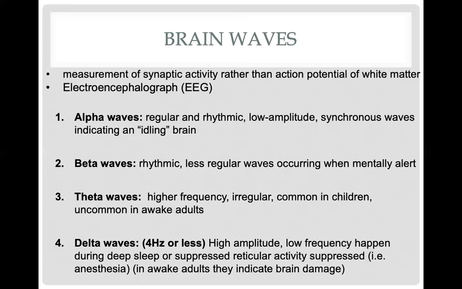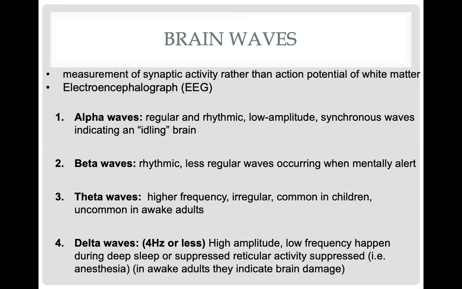Beta waves, on the other hand, are identified when your brain is alert, aware, understanding what's going on around you, and recognizing and interacting with the environment actively. The rhythm of beta waves is less regular because, again, you're effectively using your brain, and they are also rhythmic.